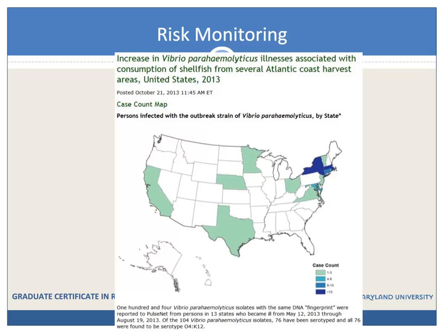Here's an example of risk monitoring. The location of 104 cases of Vibrio parahaemolyticus illness were identified between May 12, 2013 and August 19, 2013 by the United States Centers for Disease Control. These data can be evaluated to determine if the risk management measures in place are working effectively.